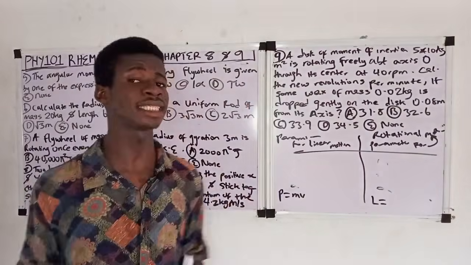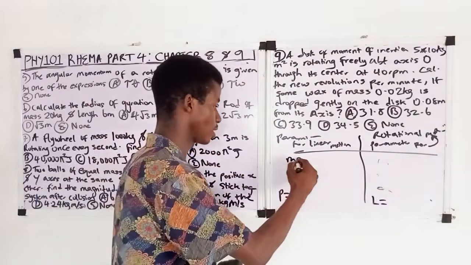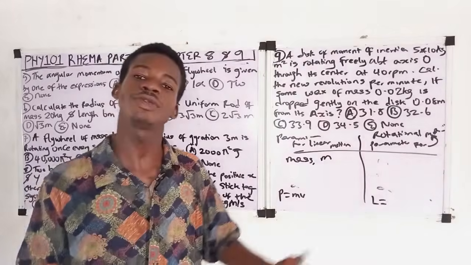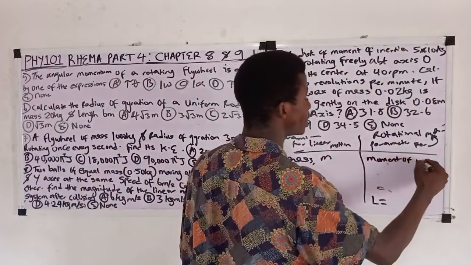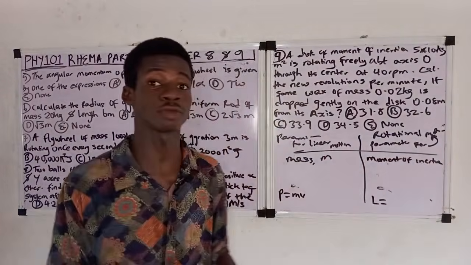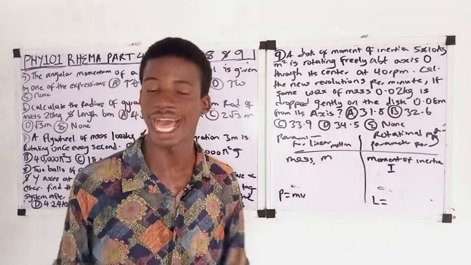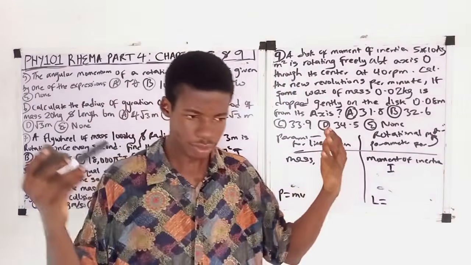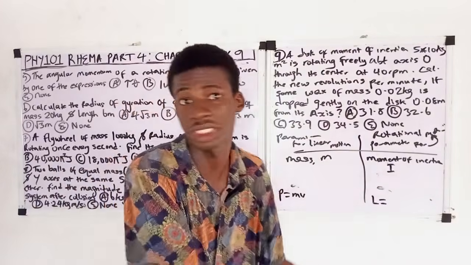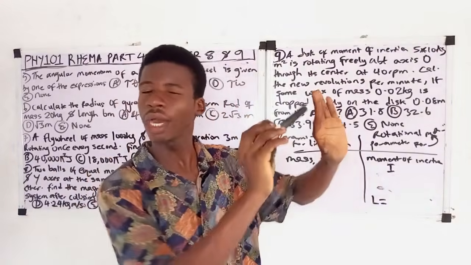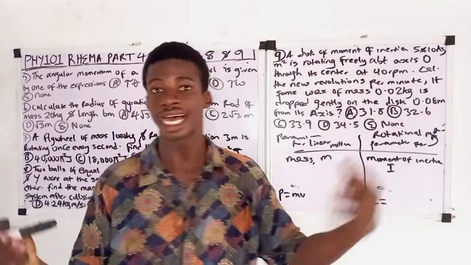Just as in linear motion we have mass, m, in rotational motion it is known as moment of inertia, and it is represented by the letter I. Just as we have velocity in linear motion, in rotational motion it is angular velocity. So angular velocity is analogous to linear velocity, right? So they are analogous.